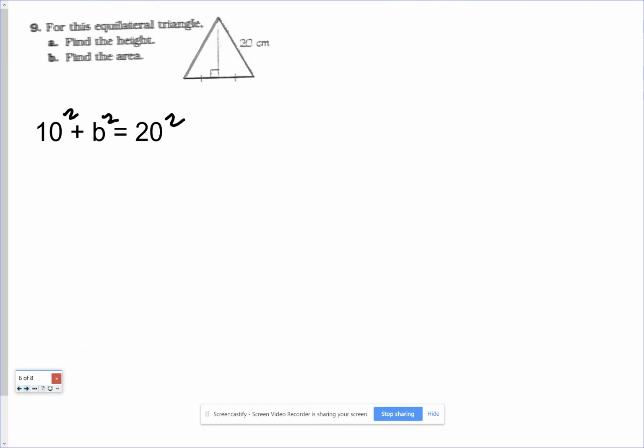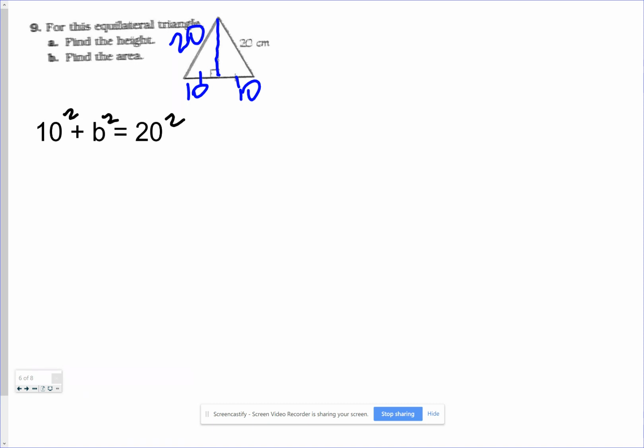Now this is an equilateral triangle, so that means this is 20. And that means the entire bottom is 20. They want us to find the height, which is this vertical here. And what that does is it splits that equilateral side directly in half. So we know that each one of these chunks is exactly 10.